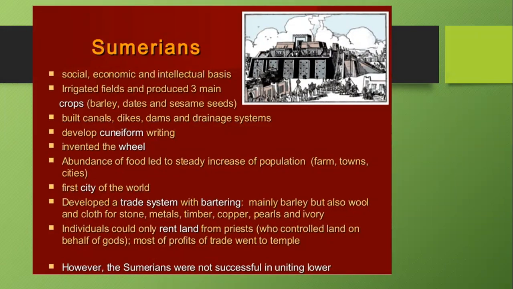Individuals could rent land from the priests who controlled the land on behalf of the gods. So they were polytheistic, so they worshiped many gods. And most of the profits of trade went to the temples.